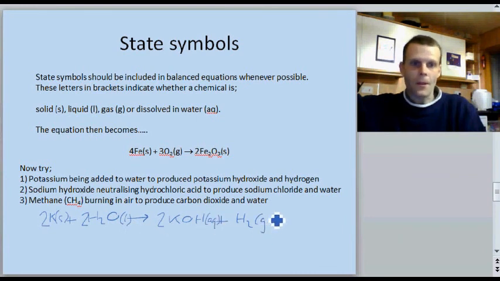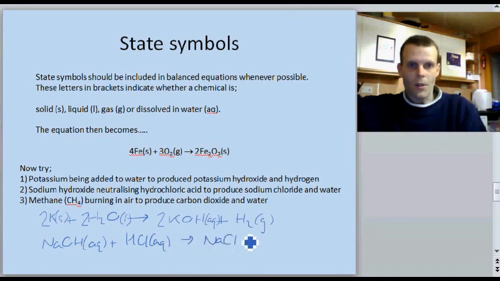Next one, sodium hydroxide, which is a solution, reacting with hydrochloric acid, which is a solution, to produce sodium chloride, which is a solution, and water, which is a pure liquid. And that, looking at it, is already balanced as it is.